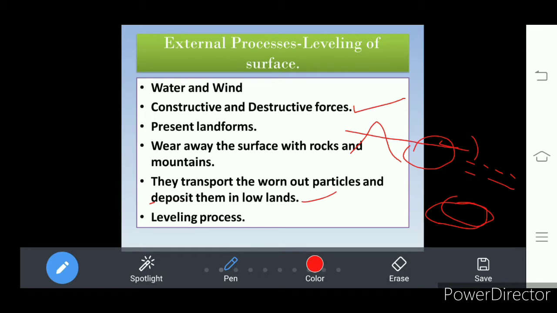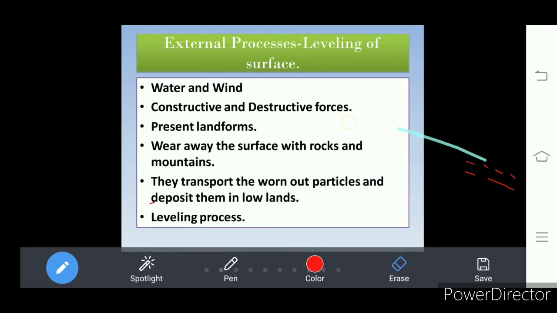So here the low-lying lands are leveled by the deposition of worn out particles, and this is what we call leveling of the earth surface. So leveling of the surface takes place by the natural agents like air and water. Understand? So this air and water work in many forms and change the existing landforms.